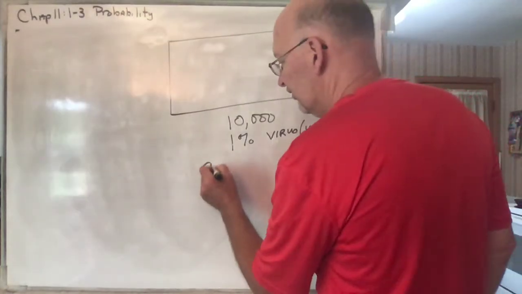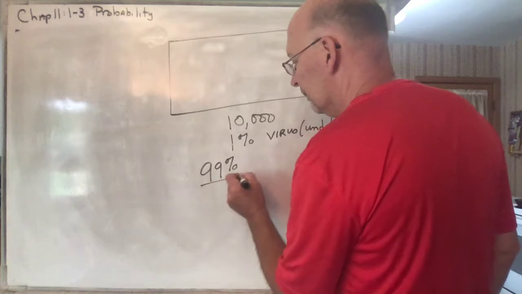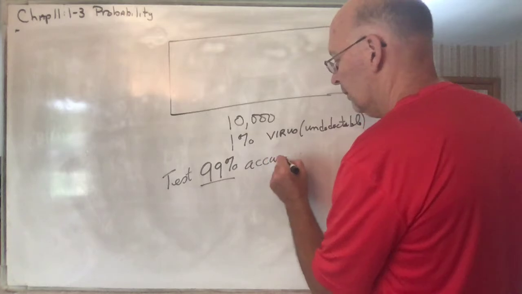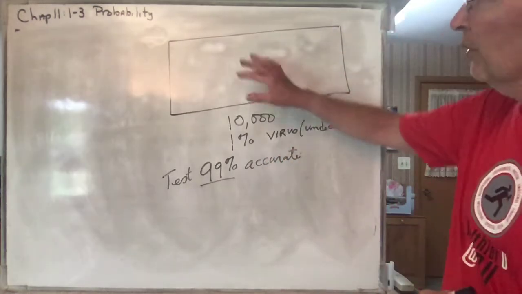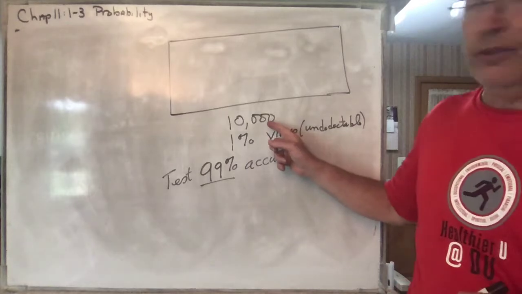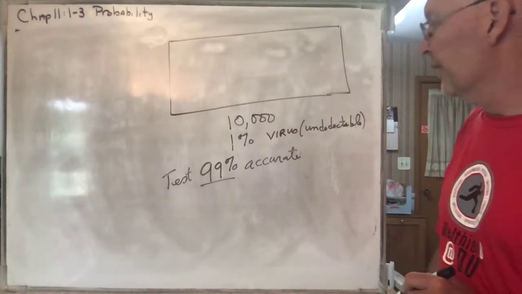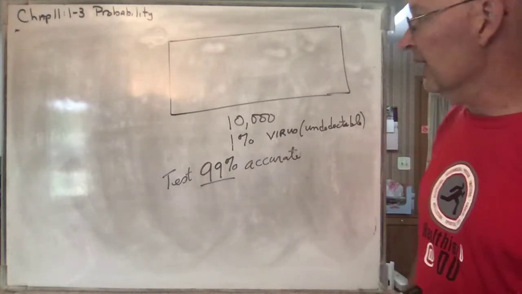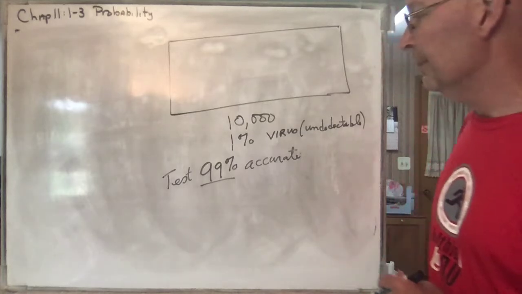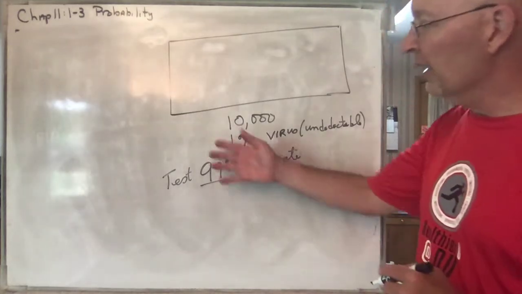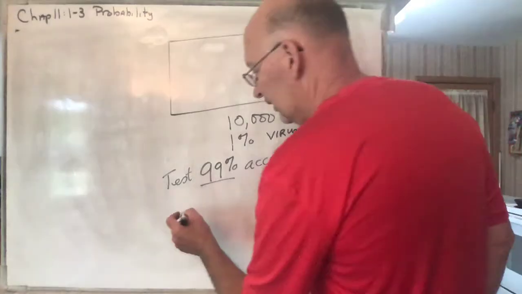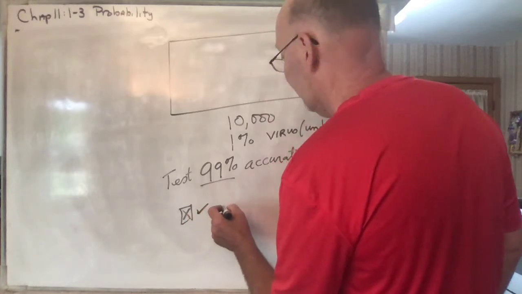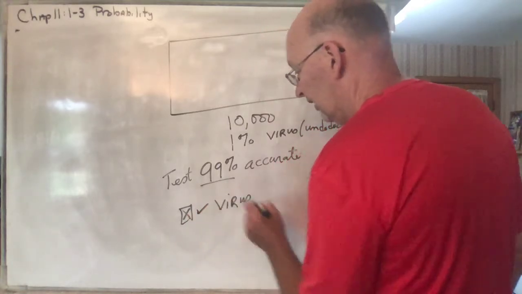And the test is 99% accurate. Okay? Which means that if you actually do have the virus, there's a 99% chance that it'll tell you you have the virus, and if you don't have the virus, there's a 99% chance that it'll tell you that you don't. Okay? It's accurate 99% of the time. And the question is, you go in to get tested, and the answer comes back, it says check mark that you have the virus. Okay, that's what the test says.